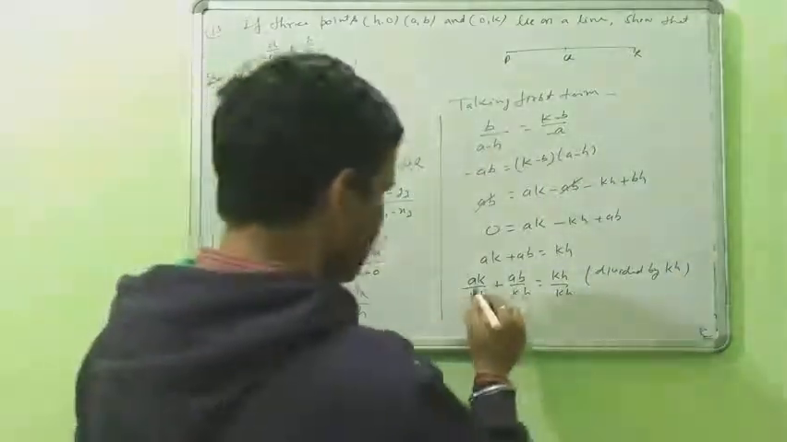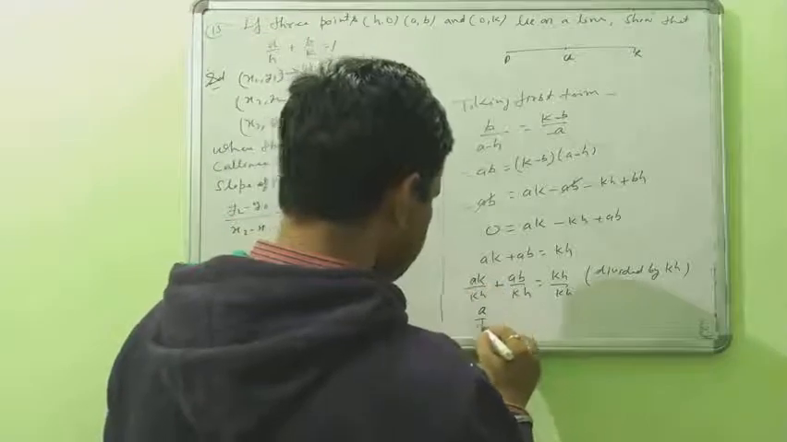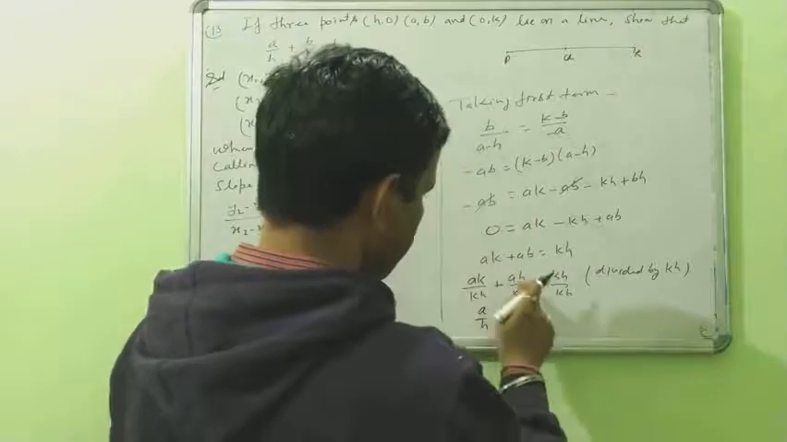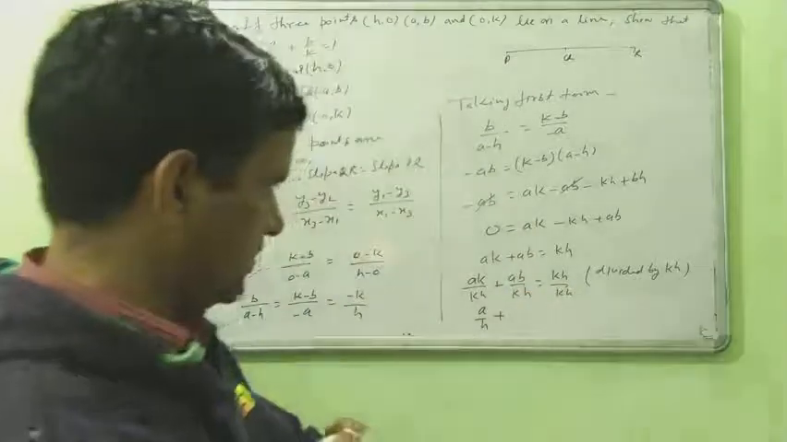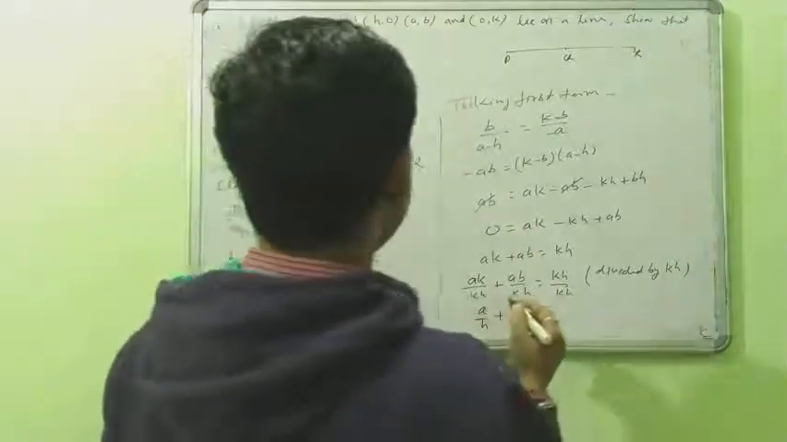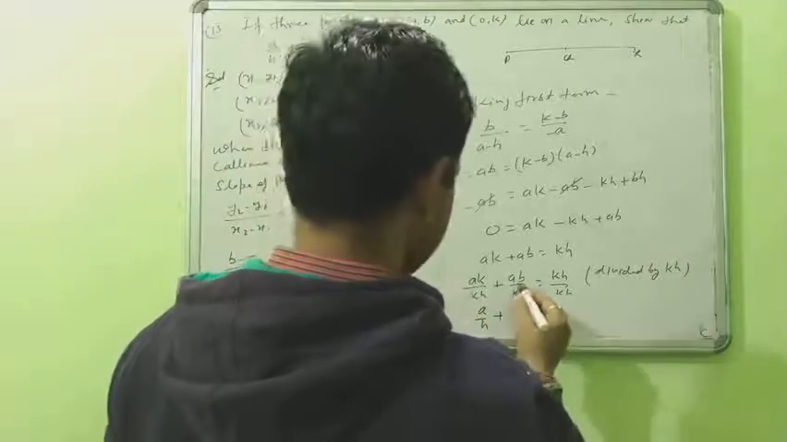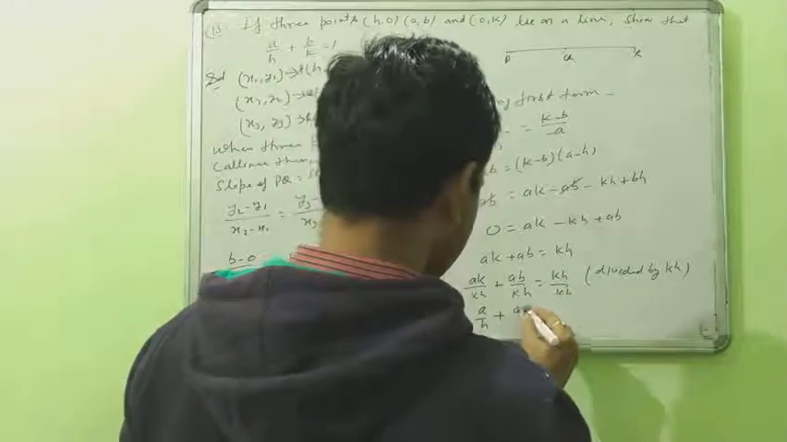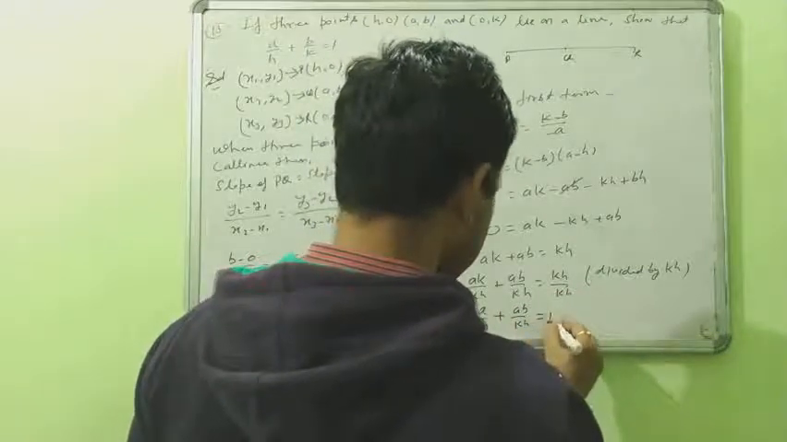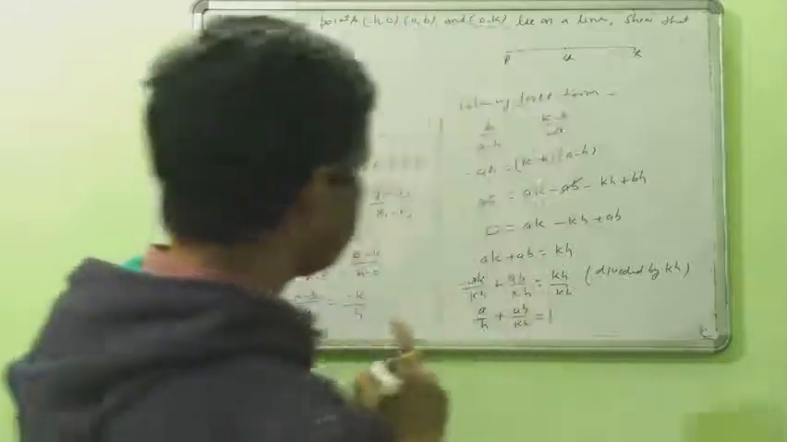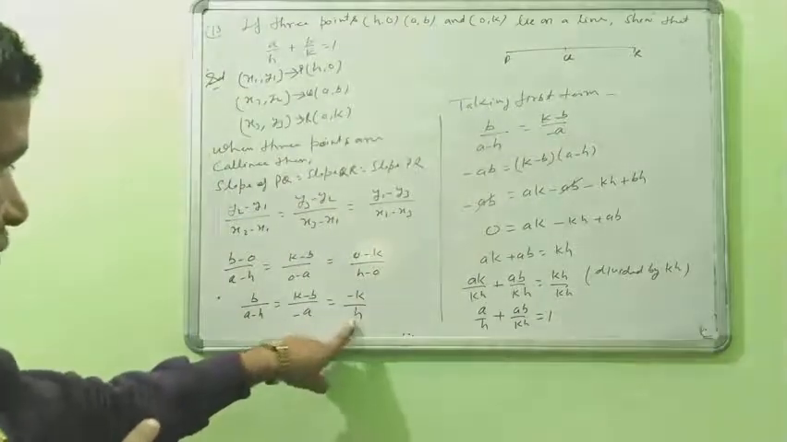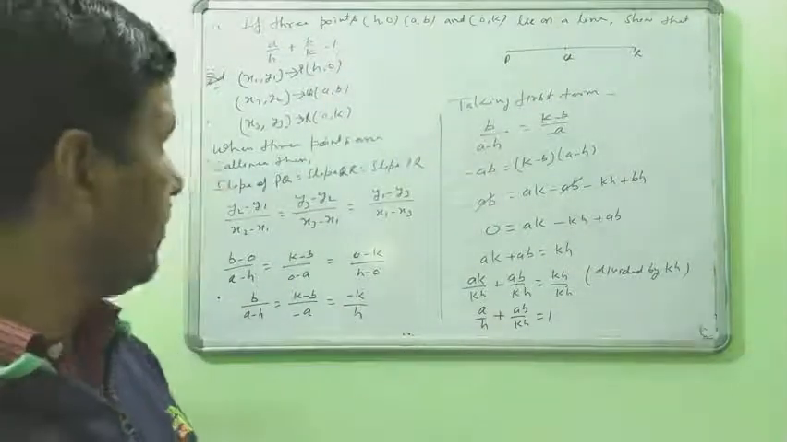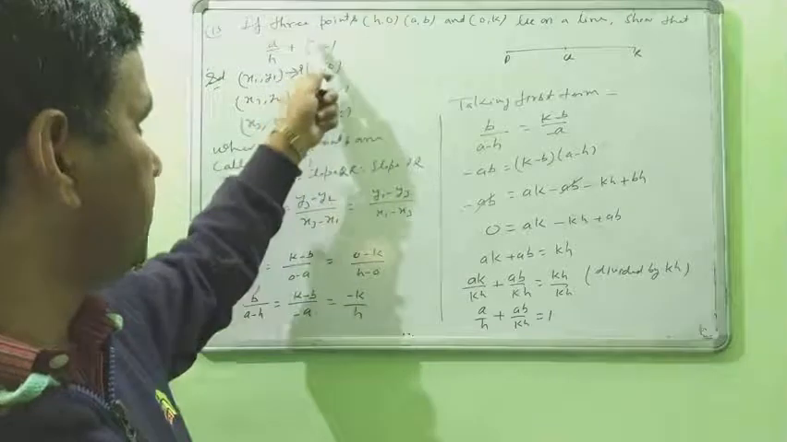What is left here? The k cancels, so a upon h, plus what is left here? bh upon kh. The h cancels, leaving b upon k. So a upon h plus b upon k is equal to 1. And on the right side, kh upon kh is 1. You prove that a upon h plus b upon k equal to 1.